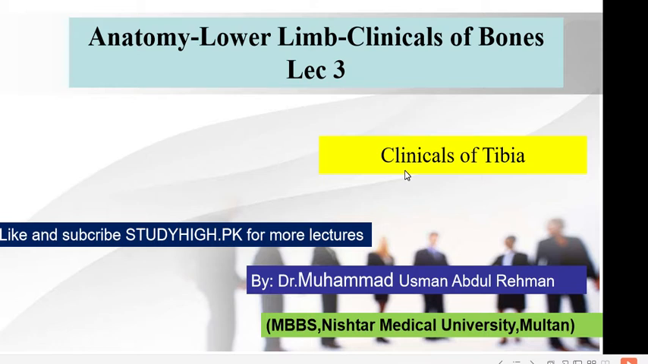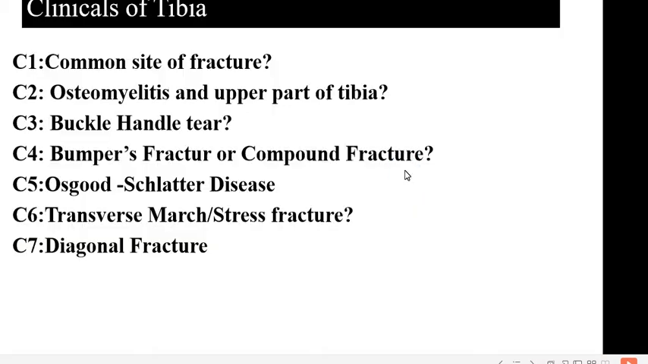Today we are going to start discussion on our lecture number 3, clinicals of lower limb. In this lecture we will discuss the different types of clinicals of tibia bone, like common site of fracture of tibia, osteomyelitis and its relation with tibia, bucket handle tear, bumper fracture or compound fracture, Osgood-Schlatter disease, transverse march or stress fracture, diagonal fracture. So let's start discussion on clinicals of tibia.